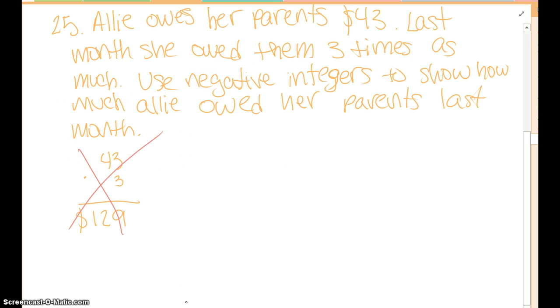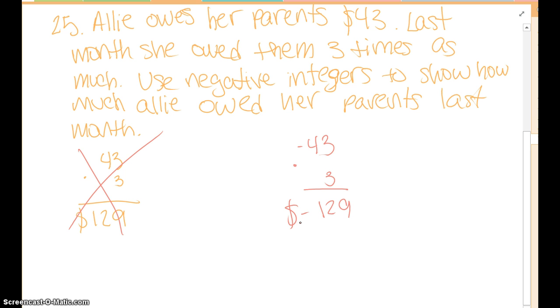So the next problem we're going to solve is 25. The problem was, Allie owes her parents $43. Last month, she owed them 3 times as much. Use negative integers to show how much Allie owed her parents last month. So I did 43 times 3 to get negative 129, but you would really do negative 43 times 3, which would equal negative 129.